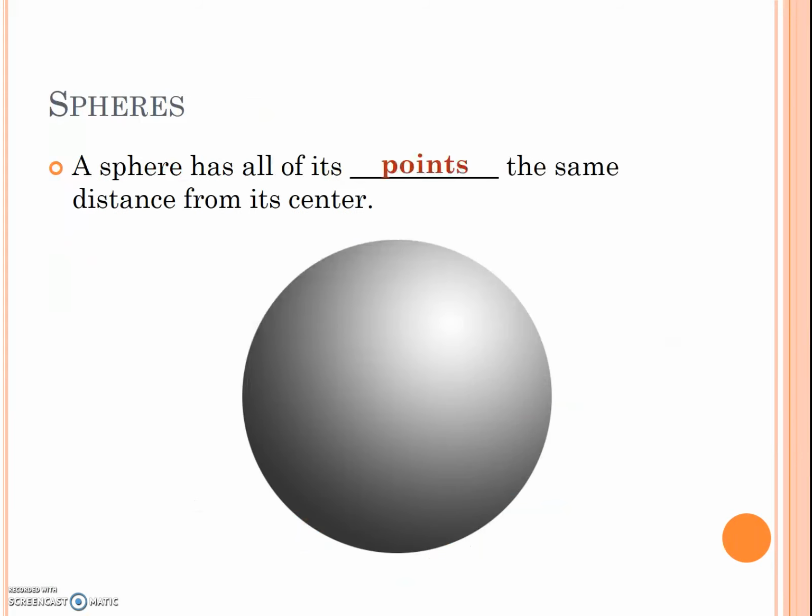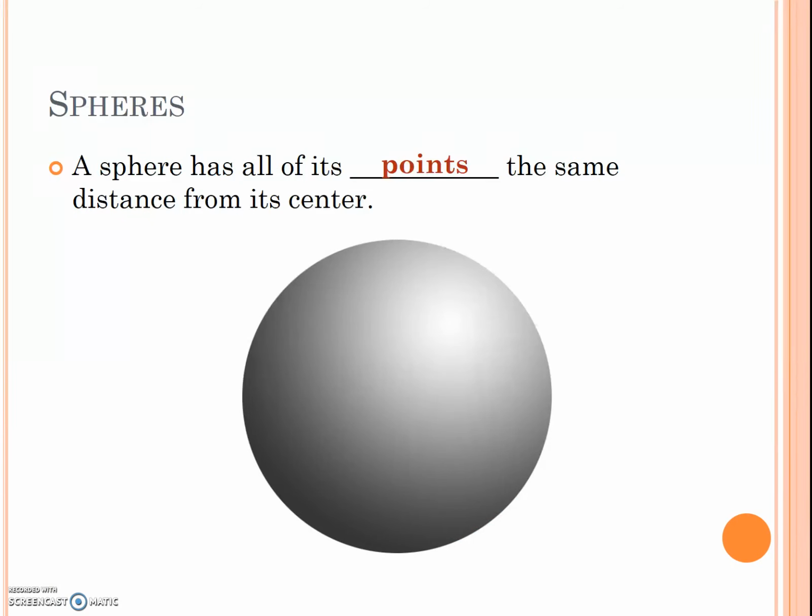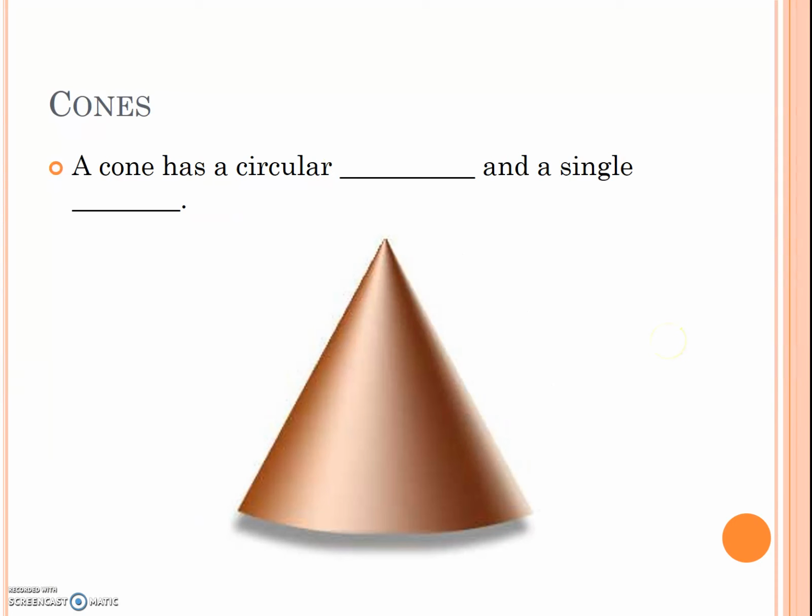A sphere has all of its points the same distance from its center. Let me go back there so you can look at that. If you think about the center of a sphere being way in the middle where you can't see it, and all of the points radiating out from that center would be the same distance. A cone has a circular base and a single vertex.